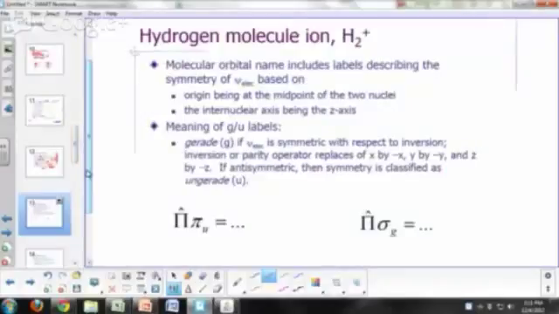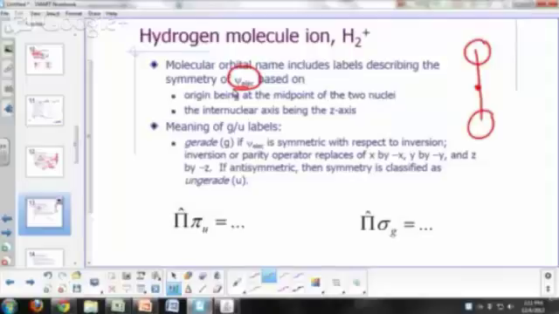Now, the name for molecular orbitals generally include labels that describe the symmetry of the electronic wave function. The symmetry in the case of a diatomic molecule like H2+ is based on the origin being set at the midpoint between the two nuclei. Your internuclear axis is the z-axis, so this is going to be your xy plane.